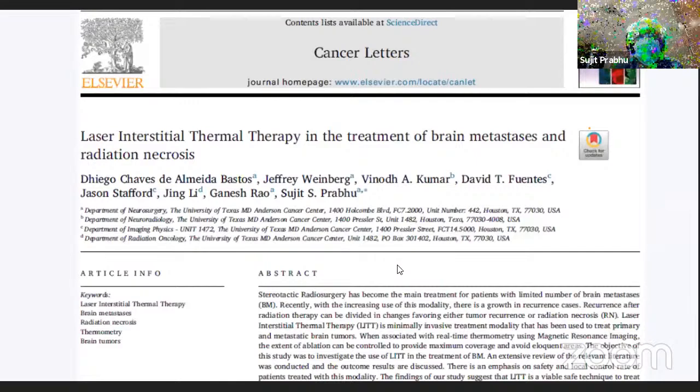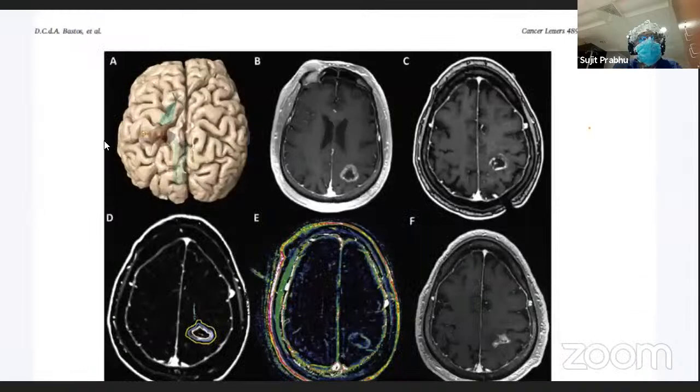So we recently published this paper in Cancer Letters. This is a good read for anyone who's interested in this technique. And this is more of a comprehensive review of the data as well as some of our own data. And this is taken from the paper showing an example of how this is done.